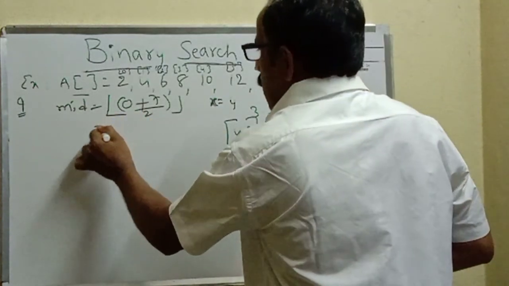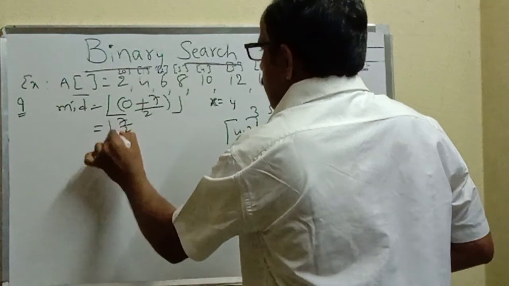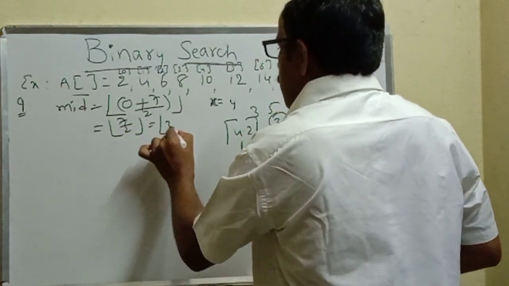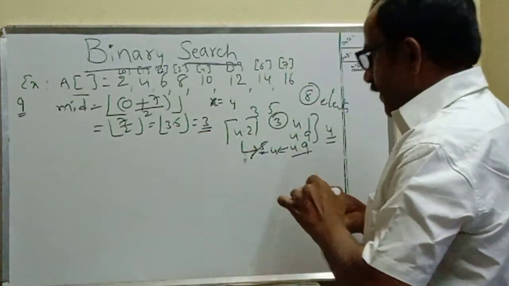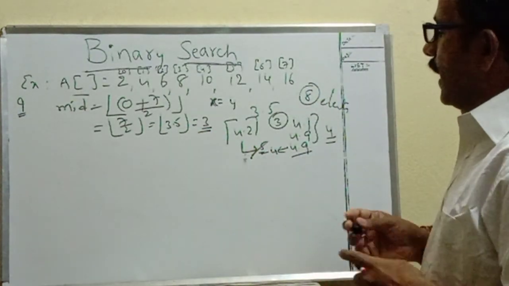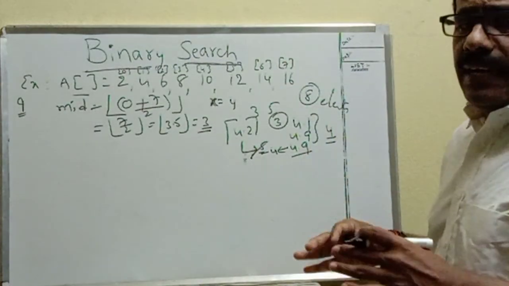So what is mid now? Mid is 0 plus 7 by 2, that is 7 by 2. Then this value is 3.5. Then what is floor? 3 only. Floor is 3. Okay? So the selection criteria for Q is blindly calculating mid.